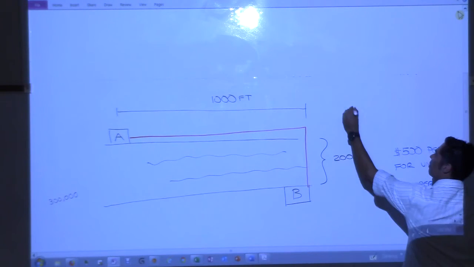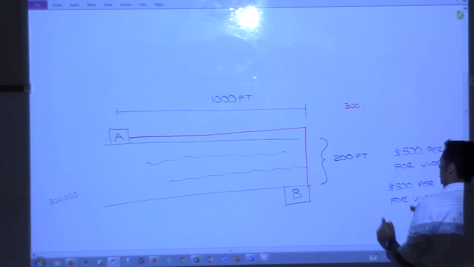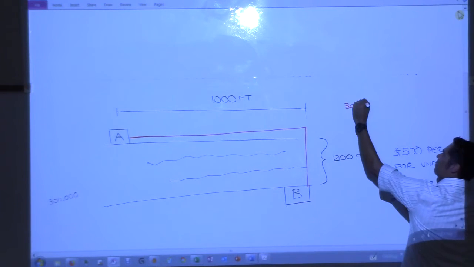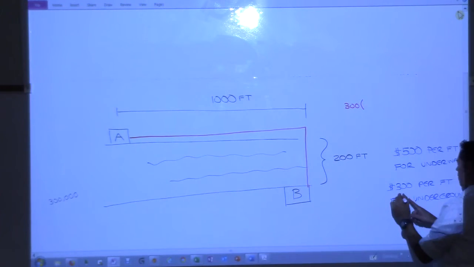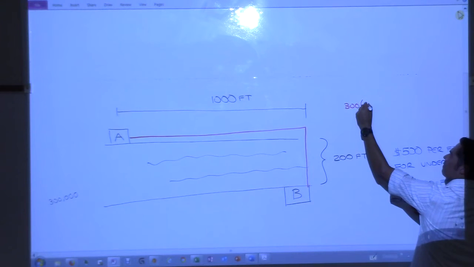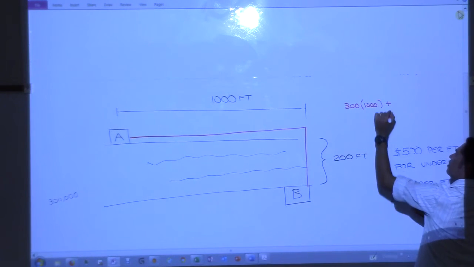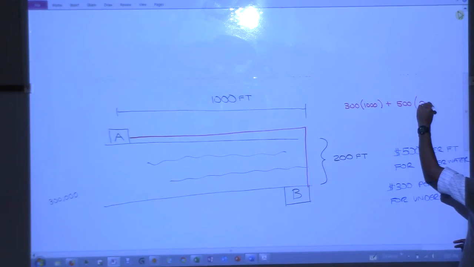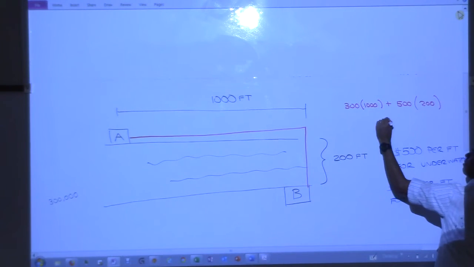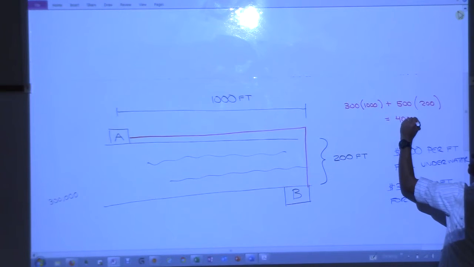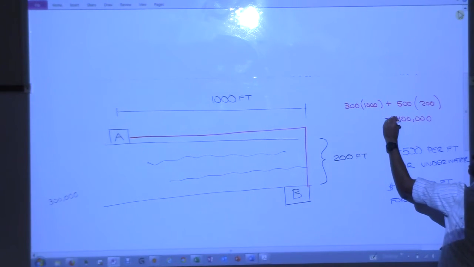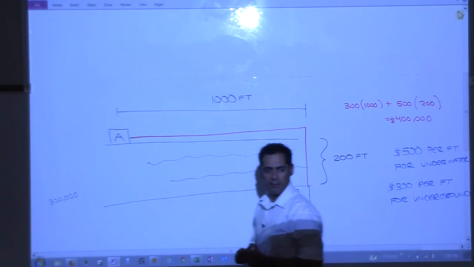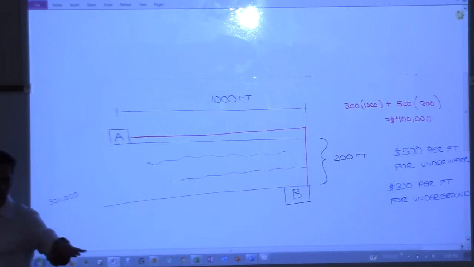So you will do $300 times how far are we going underground but outside the water? 1,000 feet, plus then $500 and you're going straight across, so 200 feet. And what's that grand total? $400,000. That's your bid, okay? You don't have to stick to that, but that's one bid. Anyone else have another bid?